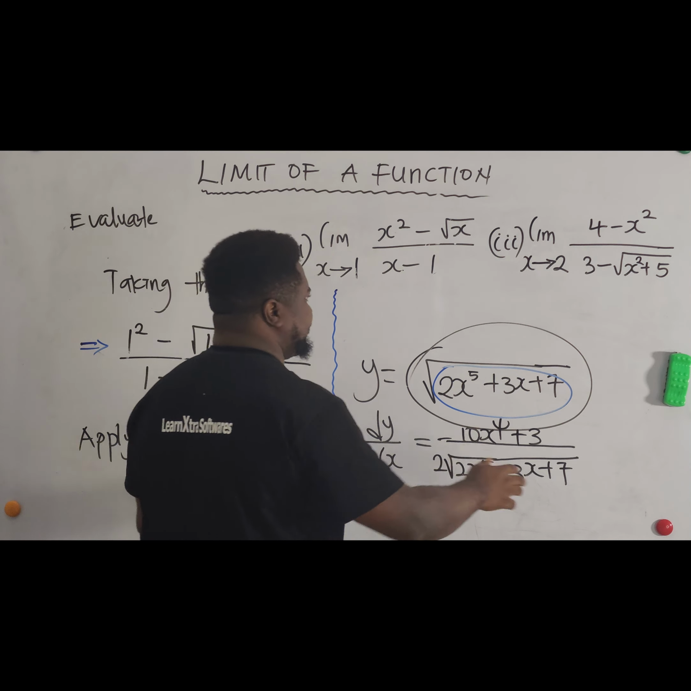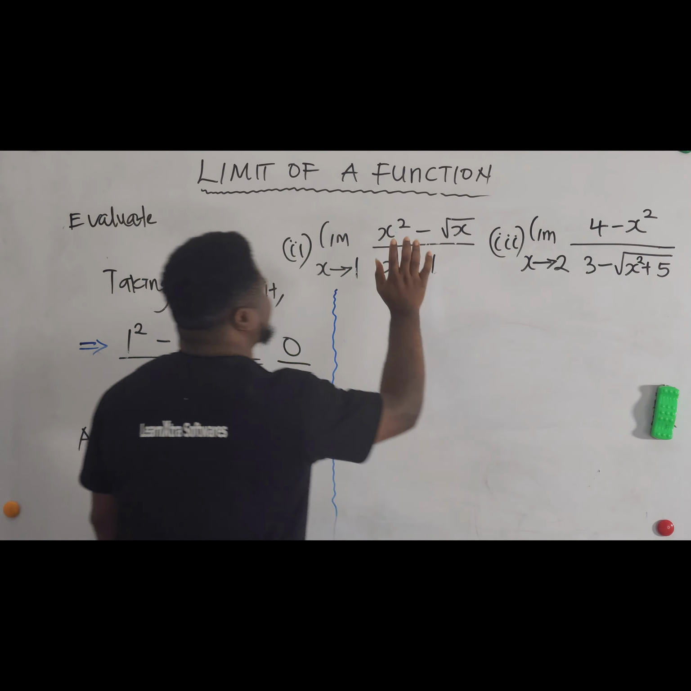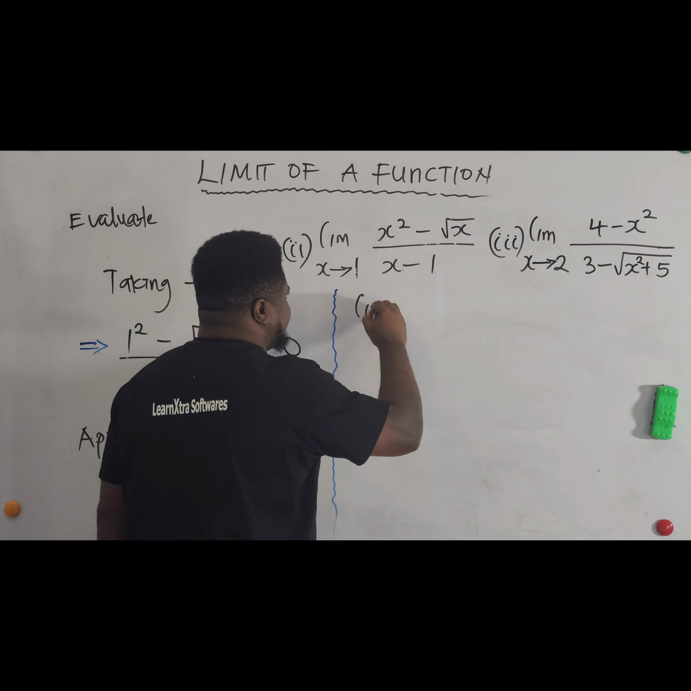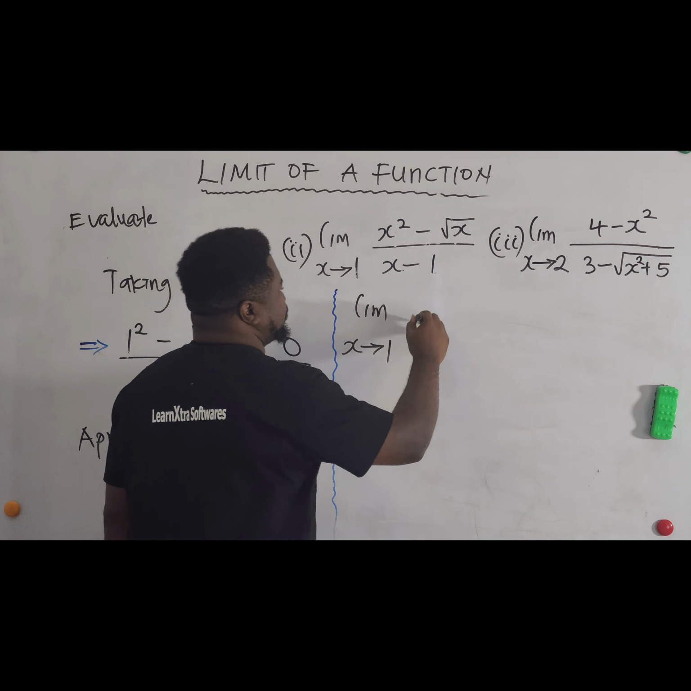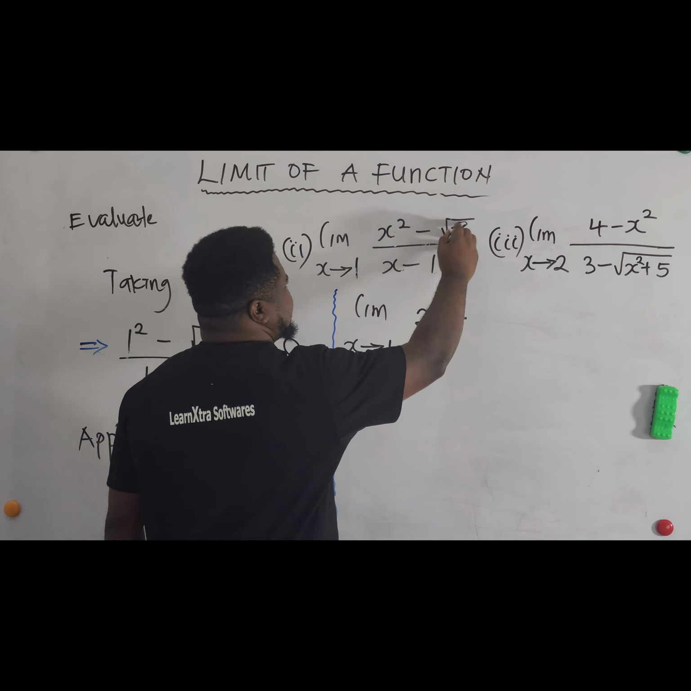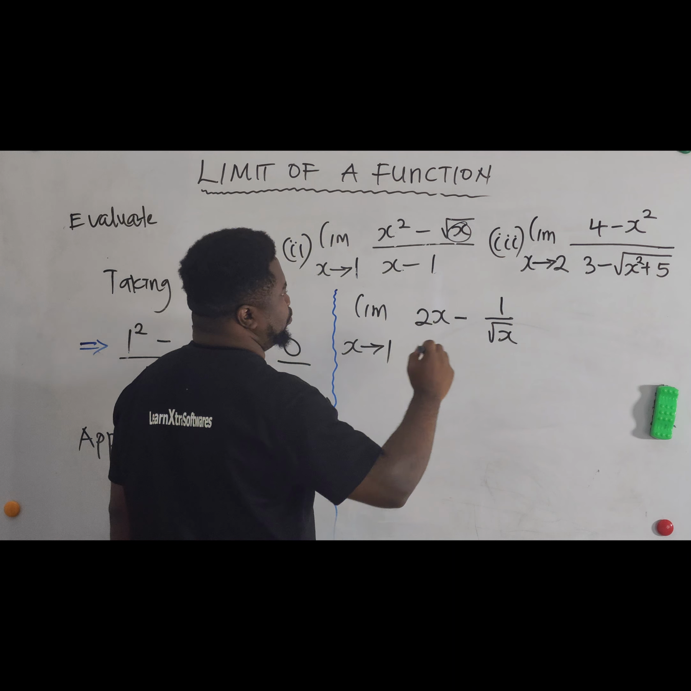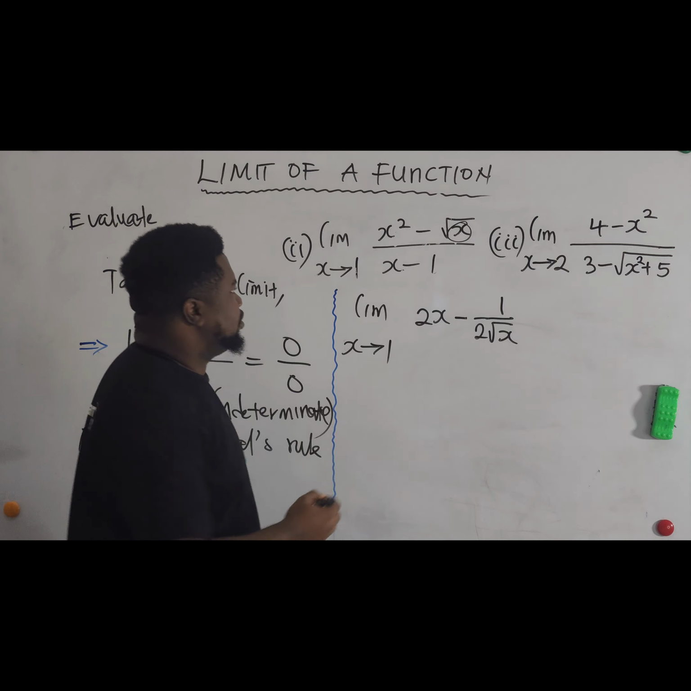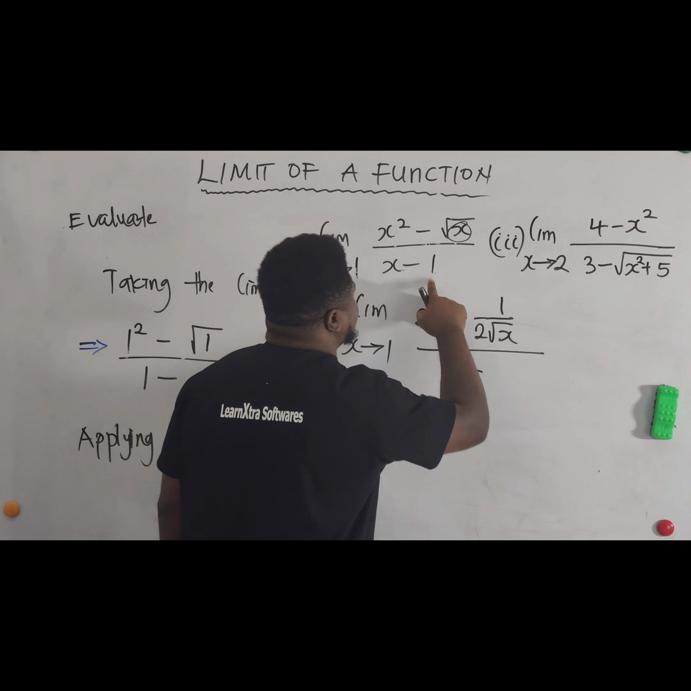So if I have to differentiate this, if I apply L'Hopital's rule, this becomes limit as x goes to 1. Here will give us 2x. Here will give us minus, differentiate inside, I'll have 1 over root x. Are we done? No. Put 2 at the side. That's it. All over x minus 1 will give us 1 minus 0.